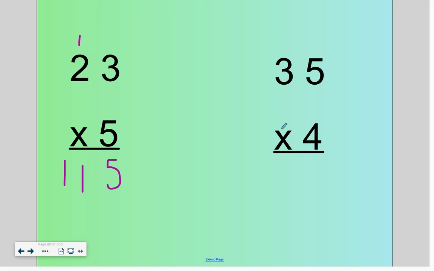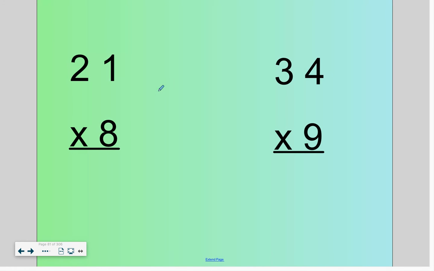Let's try another one. 35 times 4. 4 times 5 is 20. We put our 0, carry our 2. 4 times 3 is 12, plus 2 is 14. If we wanted to try this out with an estimate, 35 becomes 40, and keep our 4. 40 times 4 is 160, very close.